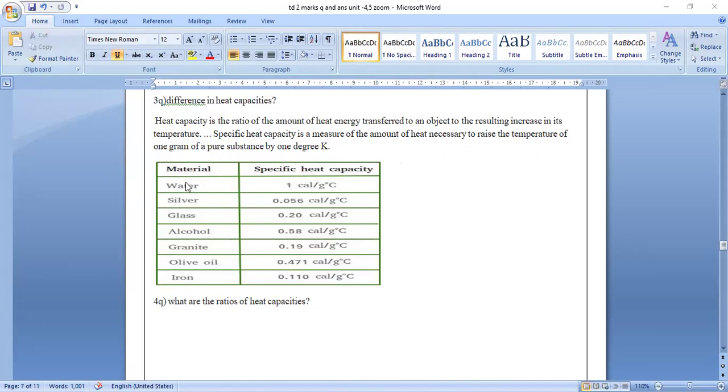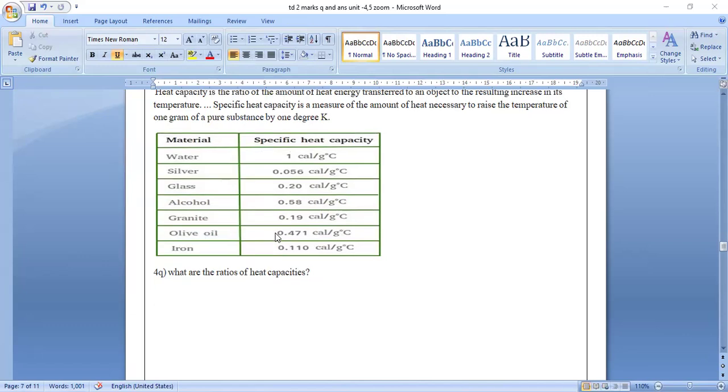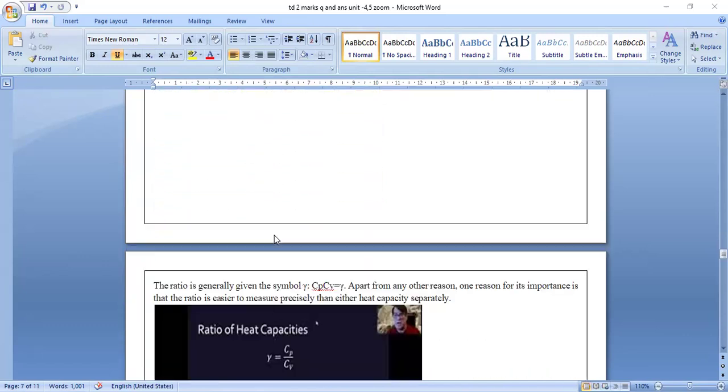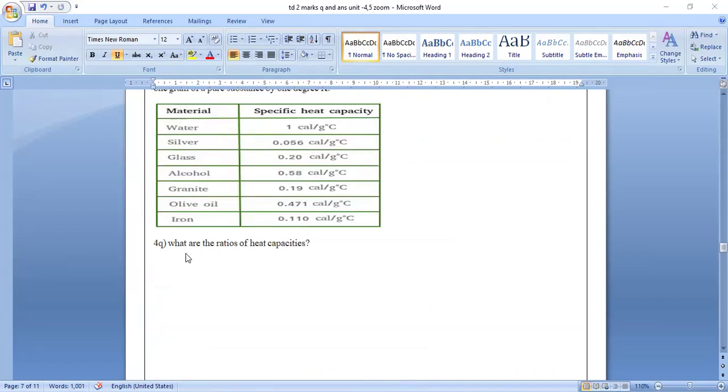For example, if you take 1 gram of water and continuously heat it, it is 1 calorie per gram degree centigrade. Silver is 0.056 calories per gram degree. Glass is 0.20 calories per gram degree. So these are the different specific heats given for water, silver, glass, oil, iron in the question.